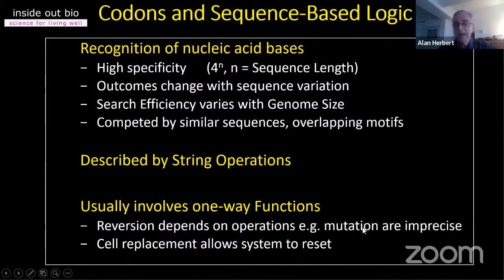Most of the mutations that occur are imprecise. So having a mutation that changes the sequence and trying to find the exact mutation to reverse the change is pretty difficult to do. So rather than trying to go backwards, the biological solution is just to get rid of those cells where you generate errors in the DNA, in the string, that you can't fix. And so you basically use cell replacement to allow a system to reset. So you go back to the original genome in a new cell and start again.